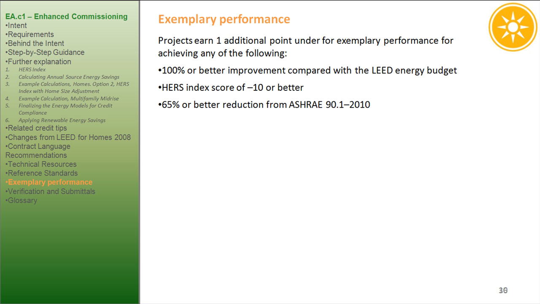Exemplary Performance. Projects earn 1 additional point for exemplary performance for achieving any of the following: 100% or better improvement compared with the LEED energy budget; HERS index score of -10 or better; 65% or better reduction from ASHRAE 90.1 2010.